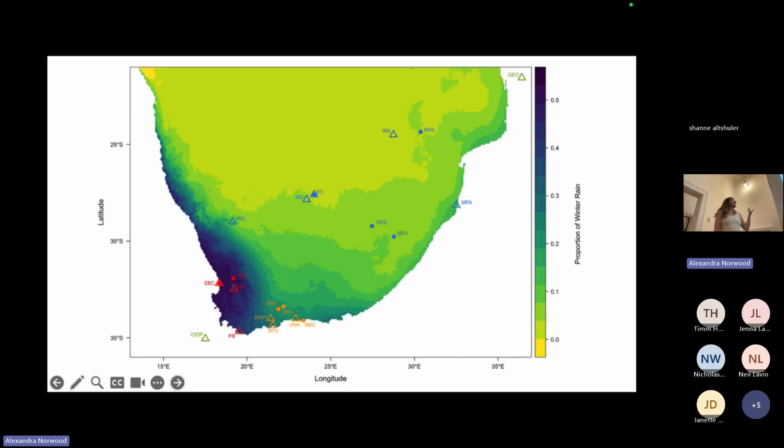So, to introduce you to the study area, this is a map that you'll see often when people like me talk about climate in Southern Africa. This map is showing you the proportion of winter rain across this part of the continent. So winter rain, June, July, August. The darker colors, your blues and purples, are higher proportions of winter rain. Your yellows and greens are your higher proportions of summer rain.